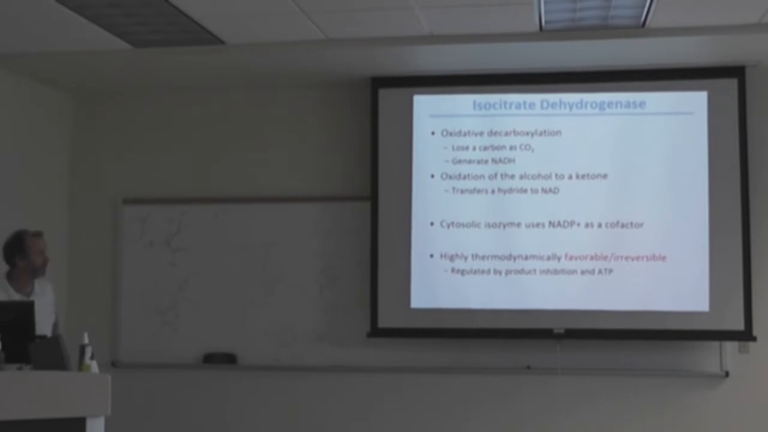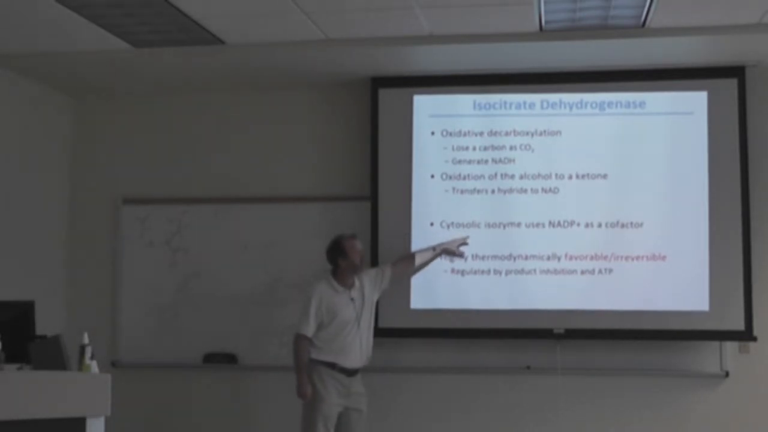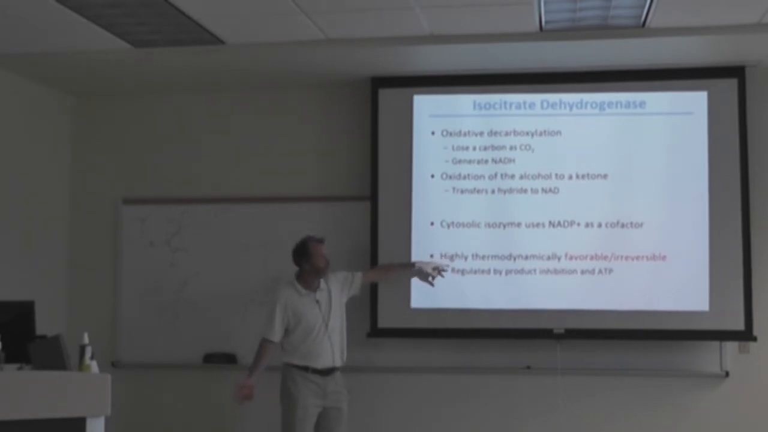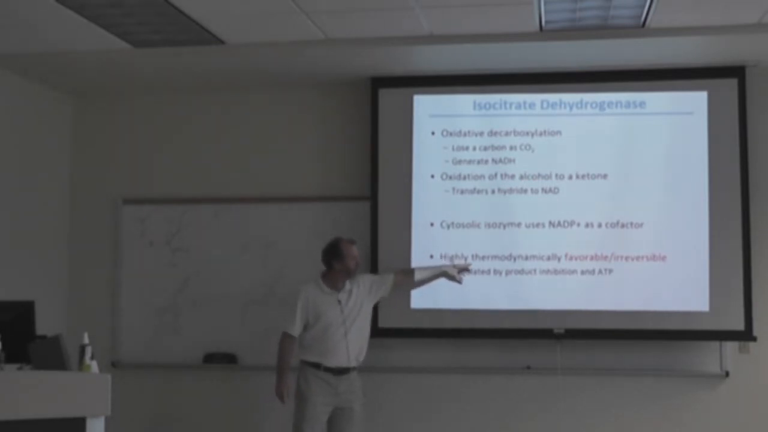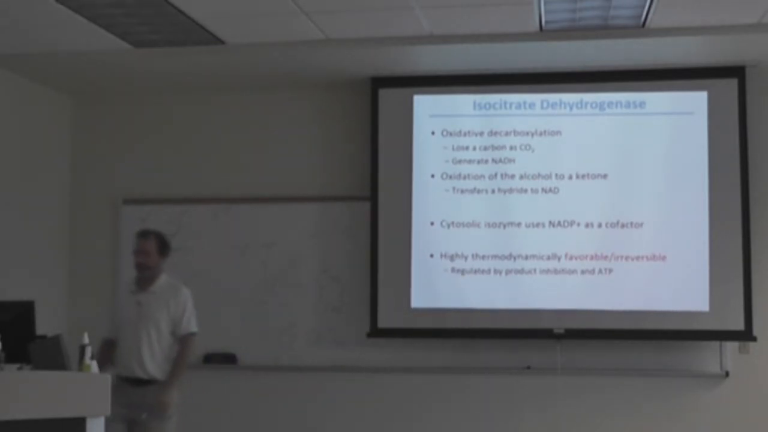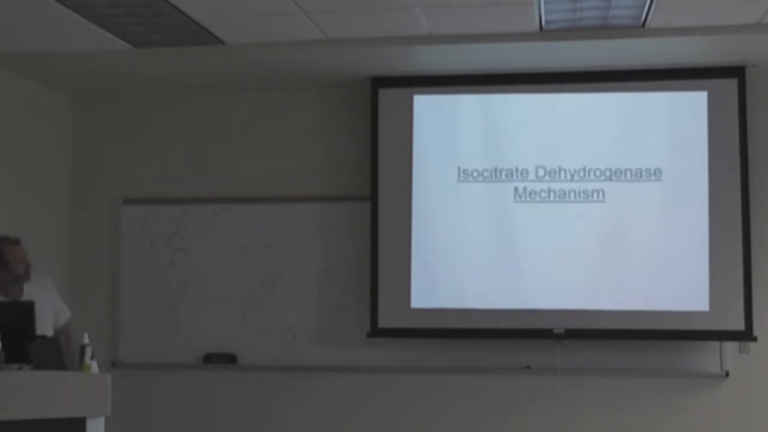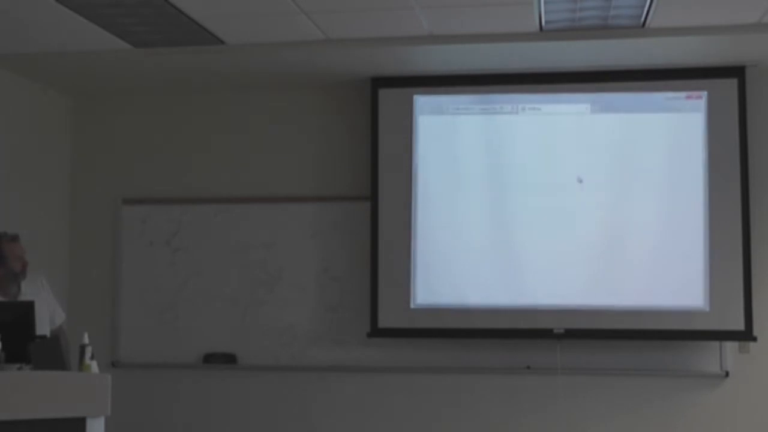Oxidation of the alcohol to a ketone transfers a hydride to NAD. The cytosolic isozyme uses NADP as a cofactor, and that generates a reducing equivalent for anabolic reactions. Highly thermodynamically favorable, irreversible, regulated by product inhibition. And let's go through this mechanism.